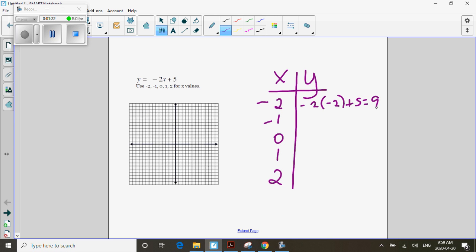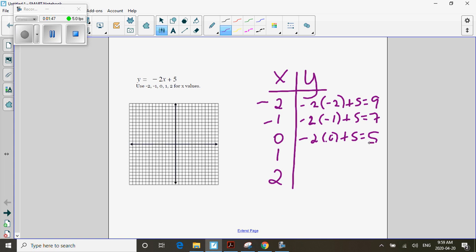I can do the same thing now for negative 1. So negative 2 times negative 1 plus 5. So negative 2 times negative 1 is positive 2. And 2 plus 5 is 7. And then I can put a 0 in for my equation. And negative 2 times 0 is 0. And 0 plus 5 is 5.